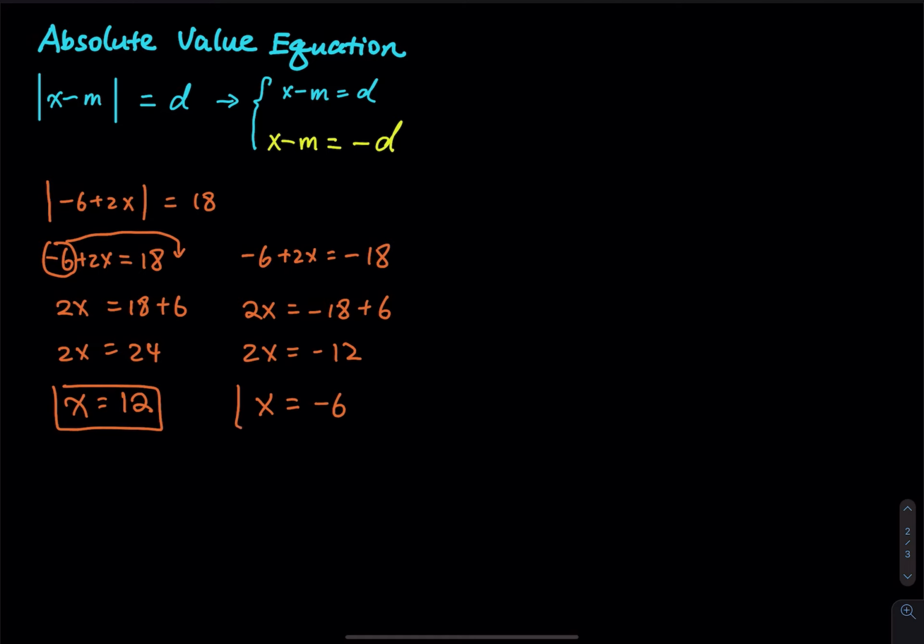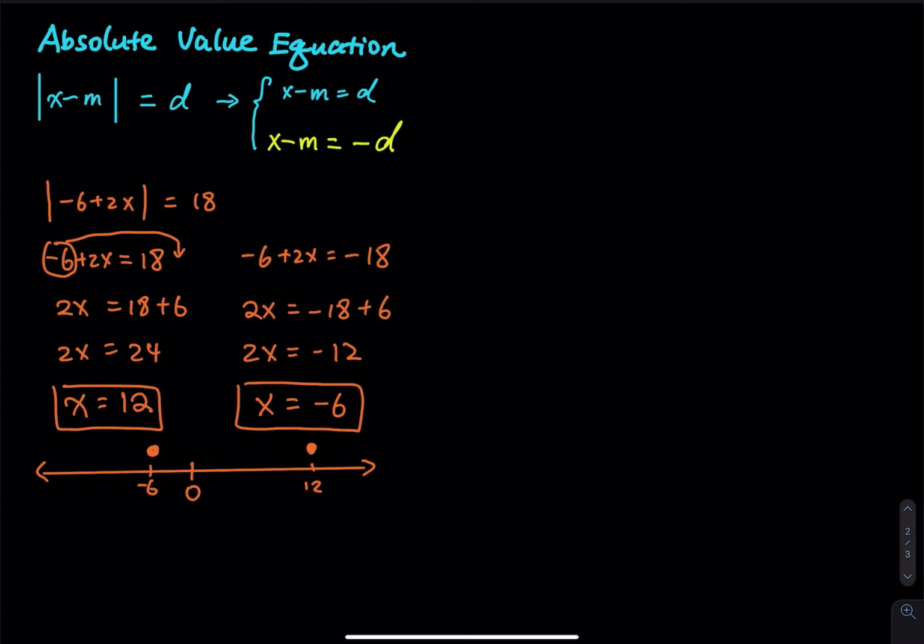And then when they ask you to graph the answer on a number line, this is what you have to do. I will just put a 0 right in the middle. And then this is negative 6, and this is 12. Then put a dot on top of negative 6, and put a dot on top of 12. So that's how you solve it.